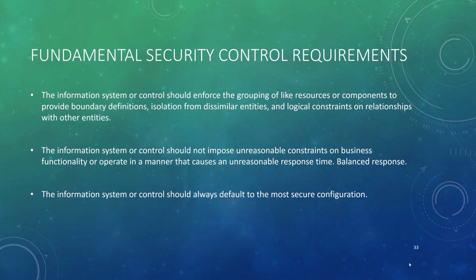Here are 3 more. This idea that we want to segment things and have boundary definitions and isolation. So if you're working on a network, you want to split it into different components and perhaps put the Internet of Things traffic on a different network than your research traffic, which is on a different network than your academic and administrative traffic. You don't want to put constraints on the business functionality. Again, we talked about, remember the graphic of someone having to urinate to log into their machine or draw blood. That's going across the line of balancing business functionality with security. And then we want it to always default to the most secure configuration.